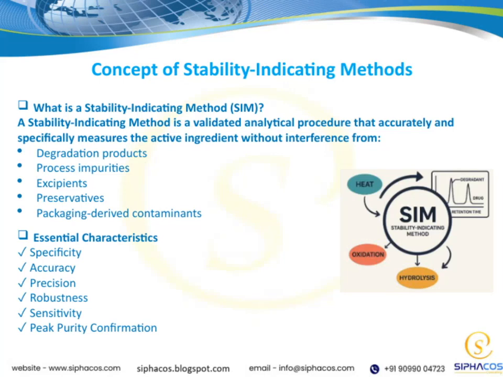Let's talk about stability indicating methods, or SIMs. These are special analytical procedures designed to measure the active ingredient in a product, and nothing else. They're validated to ensure they're not fooled by degradation products, impurities, excipients, preservatives, or even contaminants from packaging. What makes a good SIM? It needs to be specific, accurate, precise, robust, and sensitive. Plus, it must confirm peak purity, so we know exactly what we're measuring every time.